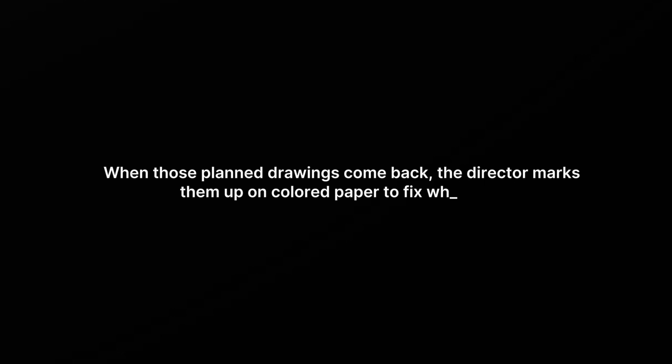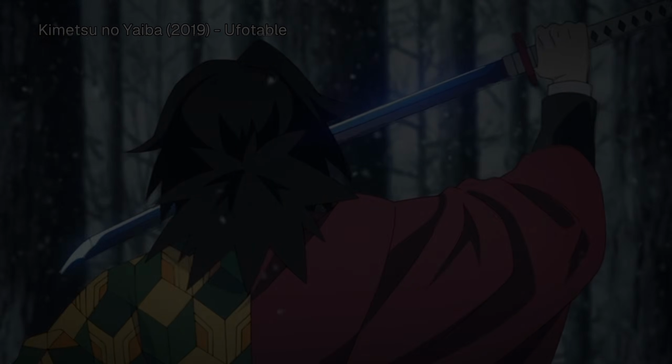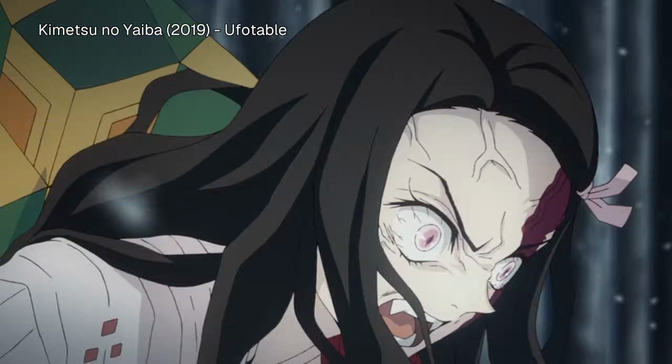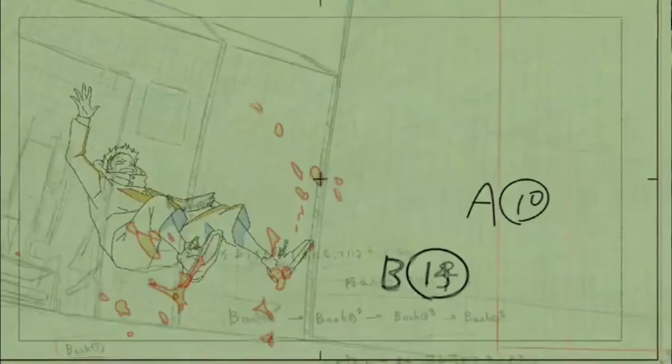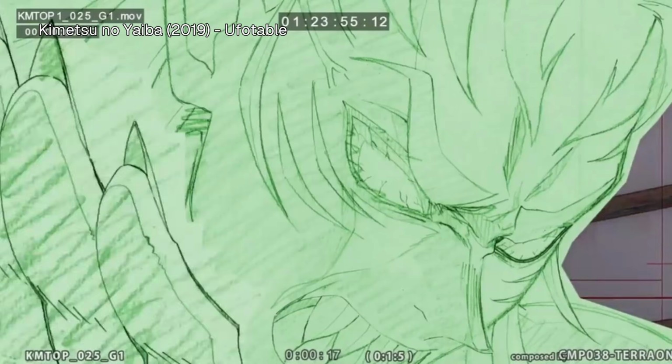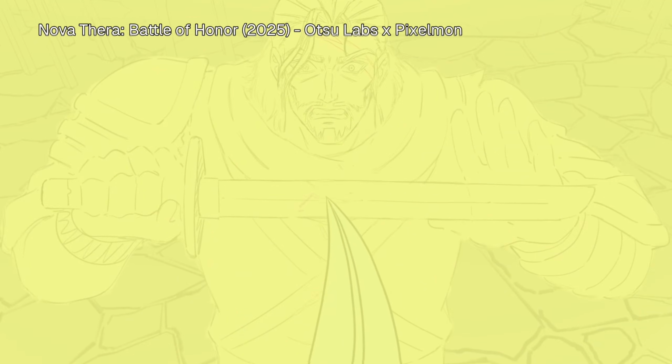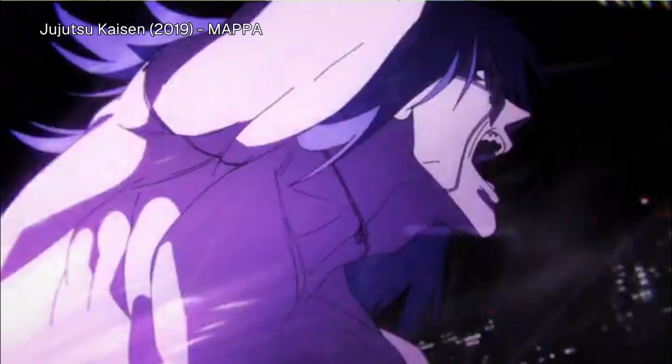When those planned drawings come back, the director marks them up on colored paper to fix what's off. Have you ever wondered why some keyframes in anime are drawn on yellow, pink, or other colored papers instead of plain white paper? The reason is actually very simple. Those are corrections, or notes from the animation director during production.